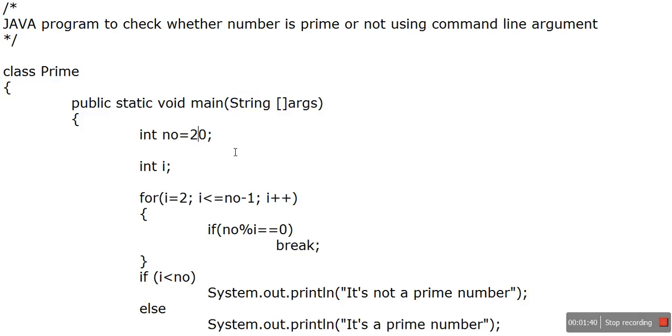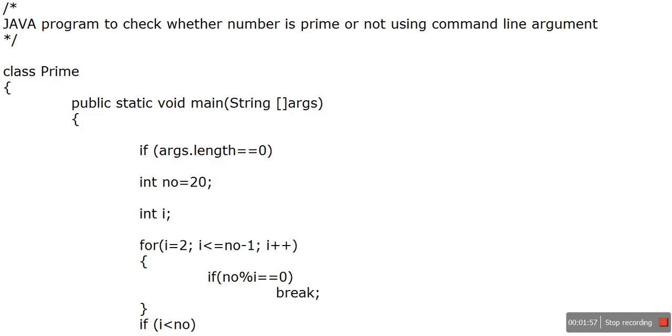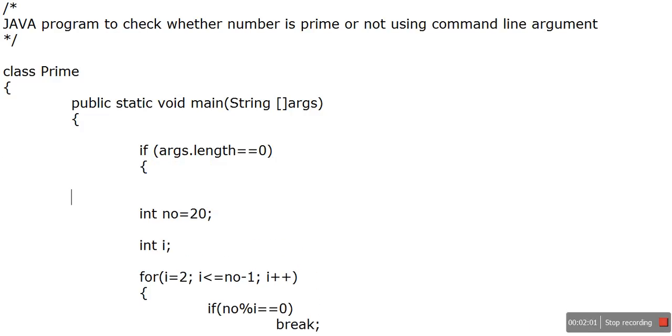So I'll first check whether any input is given to me. In the args array, I'll check the length property: if length is equal to 0, that means no input is given. If no input is given, straightforward, I'll write here, please provide input.